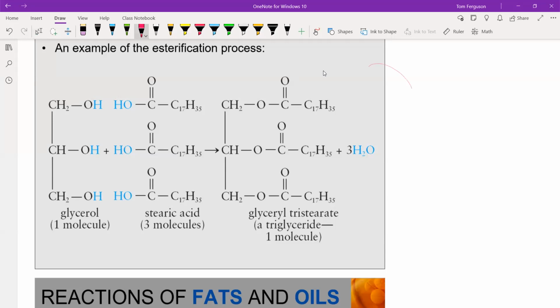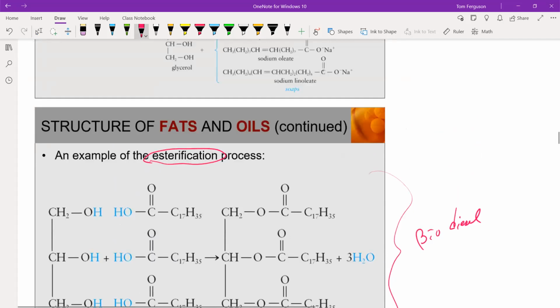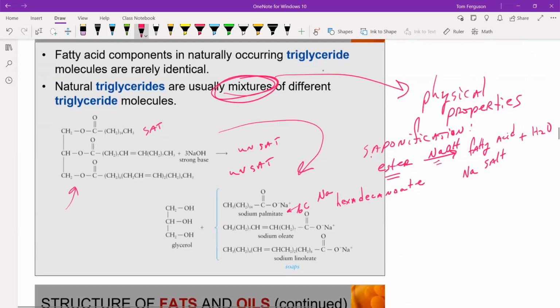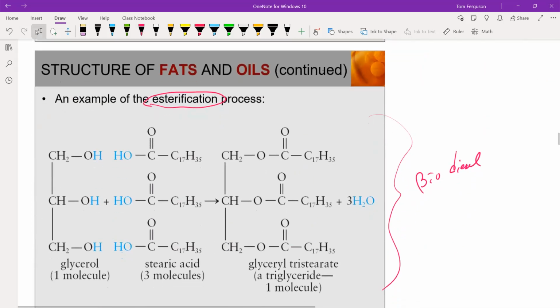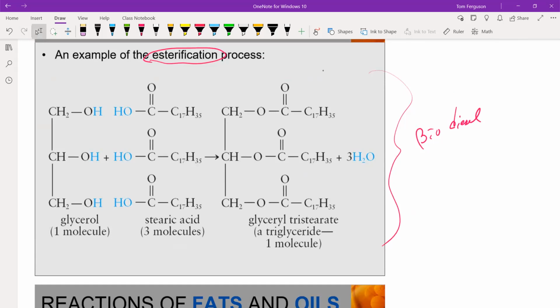This process, by the way, is how they make biodiesel. This is called esterification. If we start with a triglyceride, we saponify it. So this is a TG. We saponify it to acid salts. Then we take those acid salts and hook it up with methanol, to be the alcohol. You end up with biodiesel.